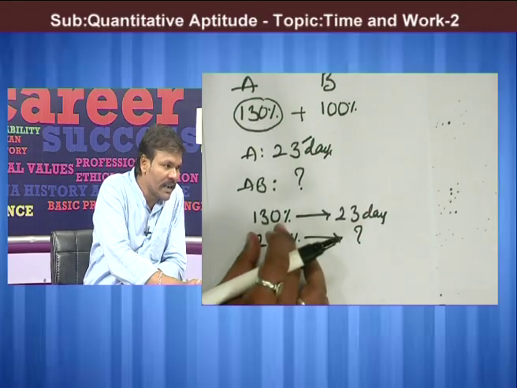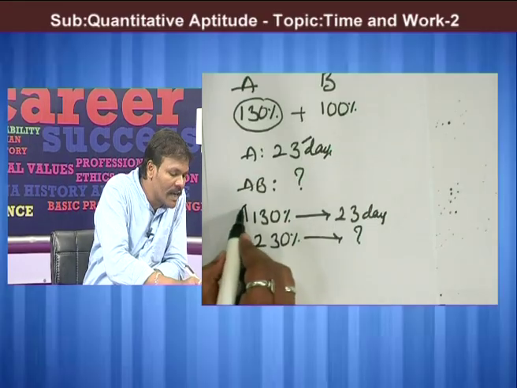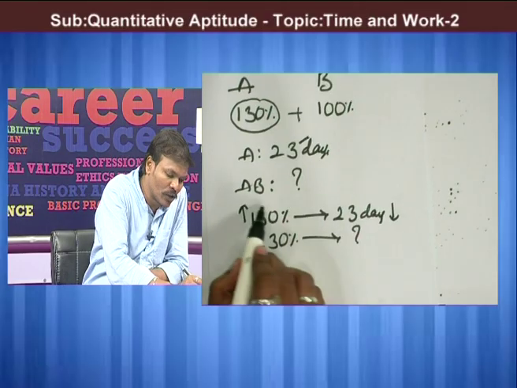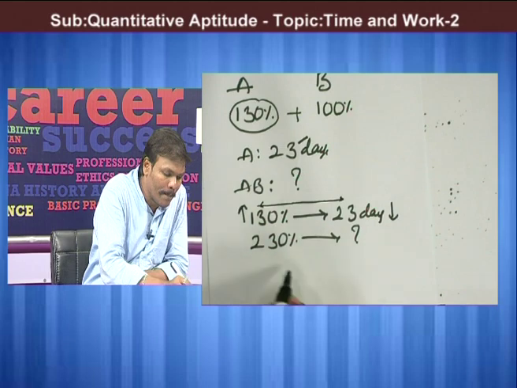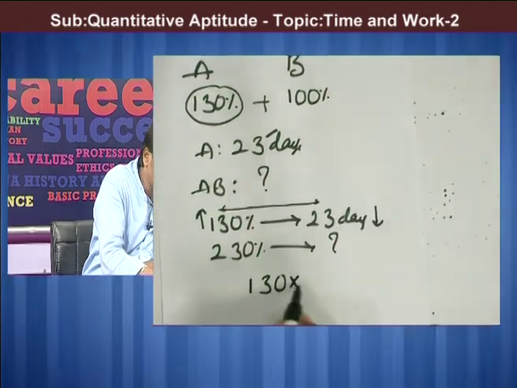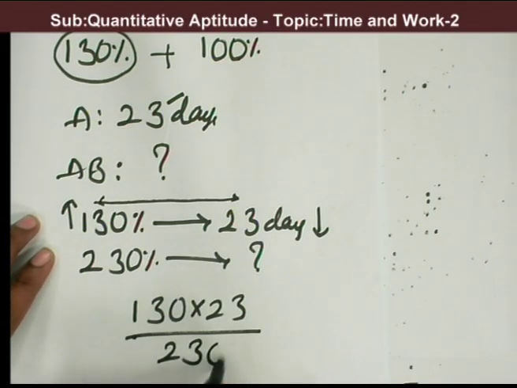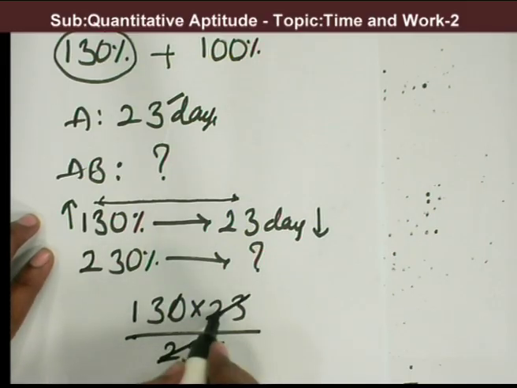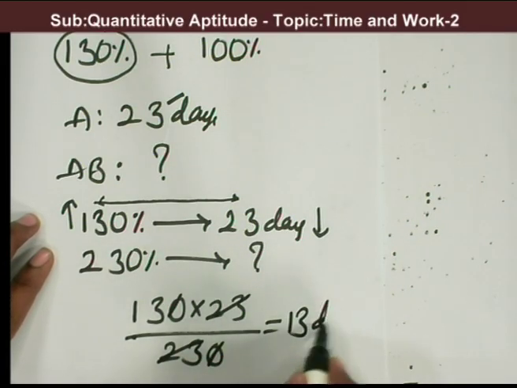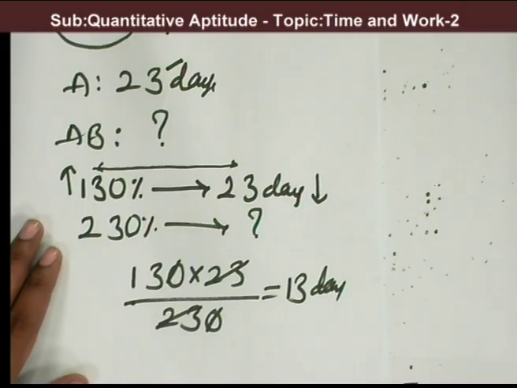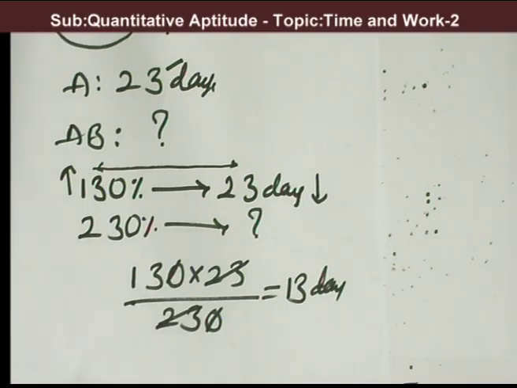Now, as capacity increases, working days decrease. It is inversely proportional. In inverse proportion, the same values are multiplied, that is 130 into 23 by 230, and the value is 13 days. The value is 13 days. Simple. So when we have the capacities of the persons, we apply the inverse proportion theorem. It is very important that capacities are of two types of problems.